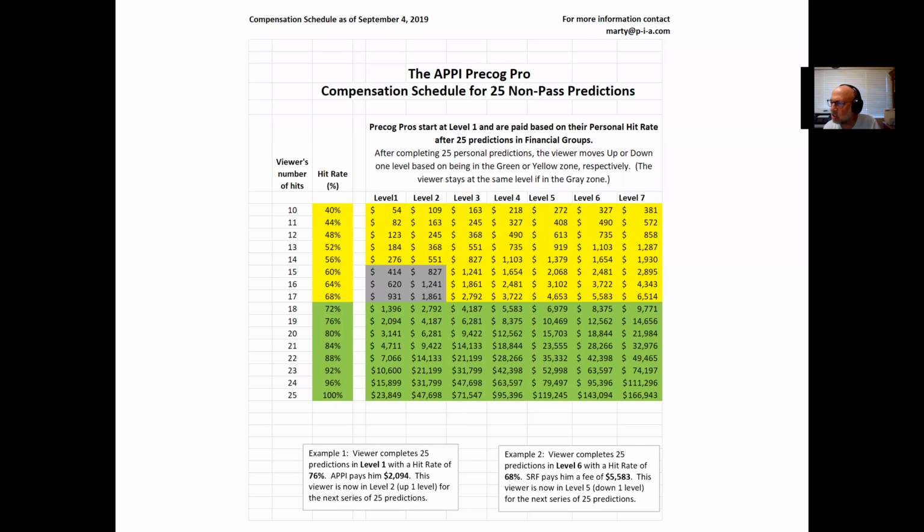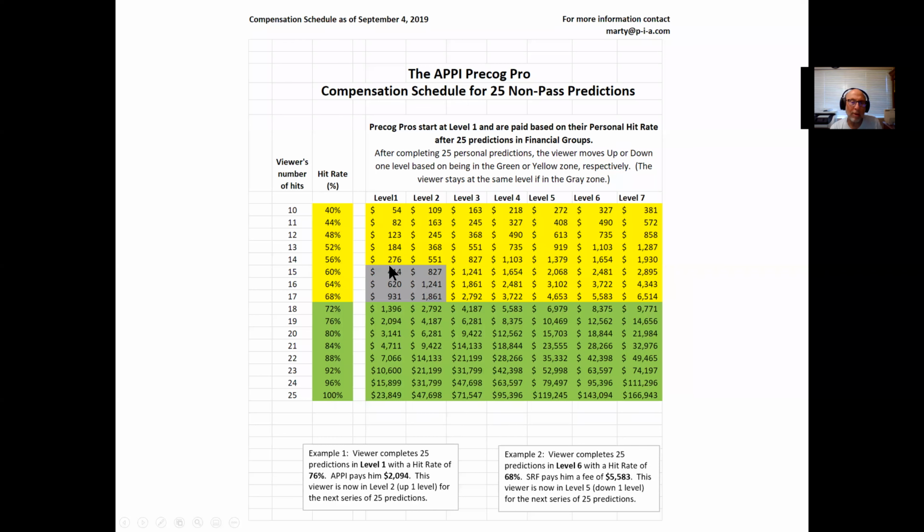And if you have any questions on this, you're just going to have to ask. But this is the compensation approach for Precog Pros. And it has multiple levels. I'll tell you right up front what we're looking for, and have always been looking for, and have found in some cases, people at the 72% and plus level, okay? And as you'll see shortly, if on 25 predictions, you can get to 72%, you can end up making a lot of money as you move through these levels.